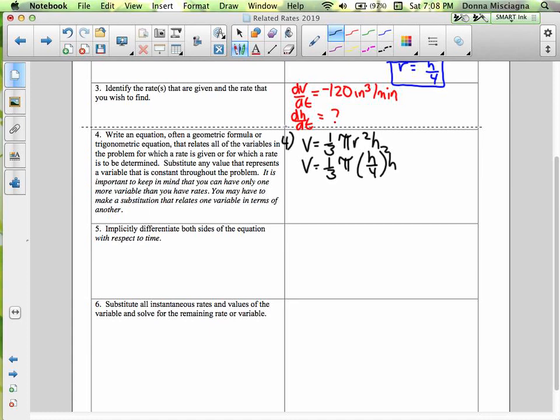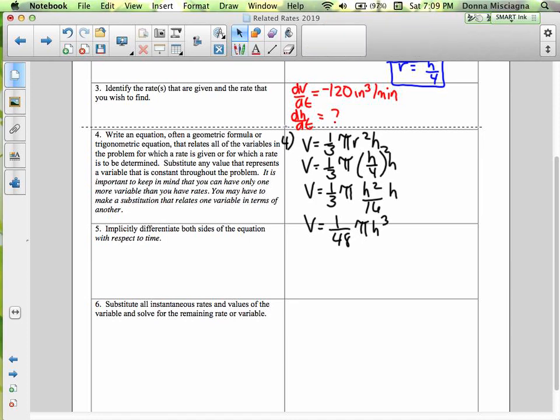We're just writing the equation here. Let's square. Volume equals 1/3 pi h squared over 16 times h. Let's combine the 3 and the 16, and let's combine the h's. So volume equals 1/48 pi h cubed. Now we've got it down to only one unknown rate, and so now we can take the derivative.